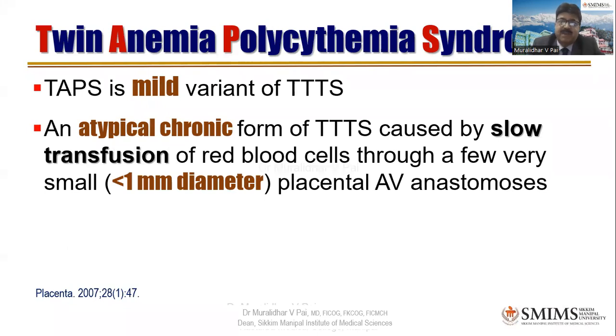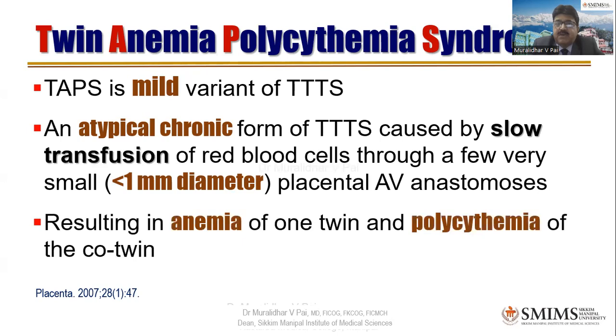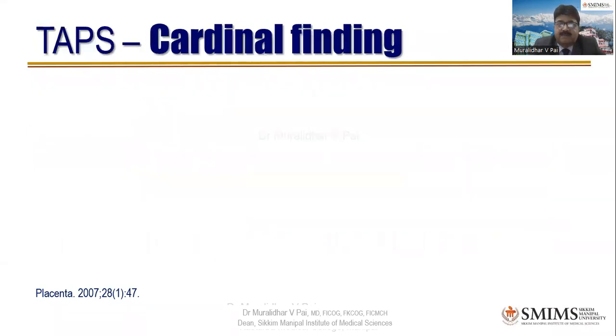Here, there is no big flow from one vessel to another. It may be just a small leak of red blood cells through a very small, less than 1 millimeter diameter, placental arteriovenous anastomosis. It's a very small leak, and not so much of blood and fluid, just the RBCs. That's why in this case, anemia is more prominent rather than the oligo-polyhydramnios sequence, resulting in anemia of one twin and polycythemia of the co-twin, not polyhydramnios, polycythemia. What are the cardinal findings?